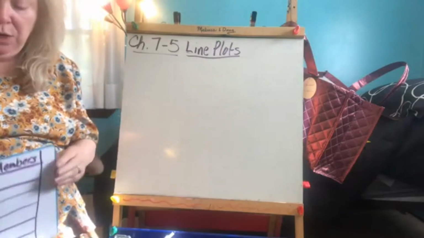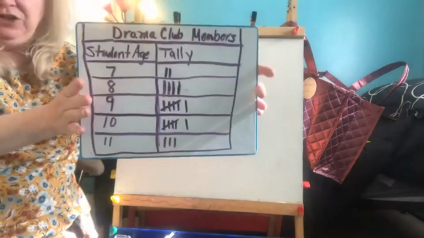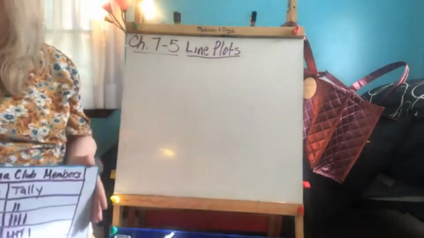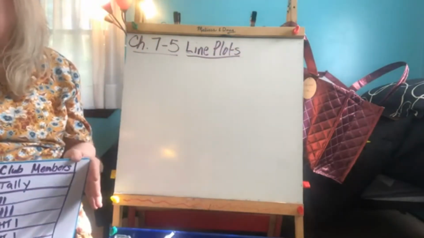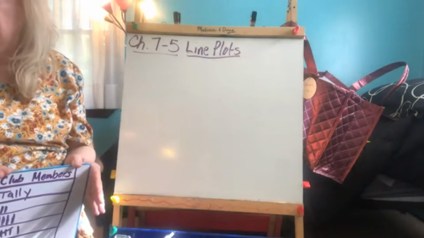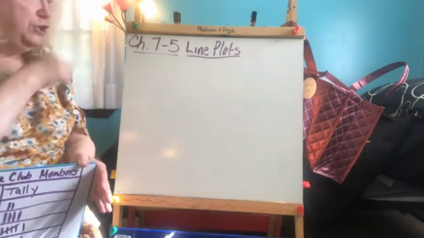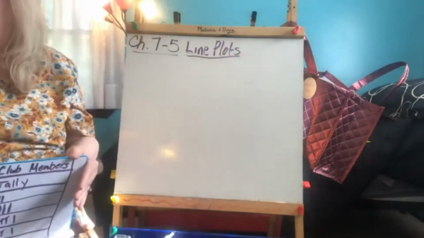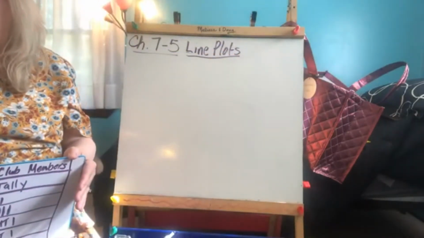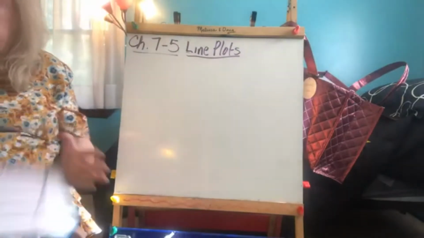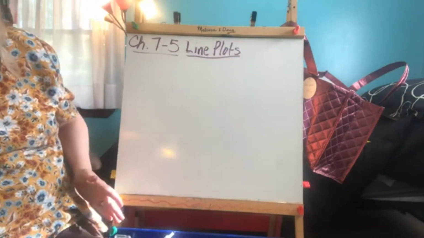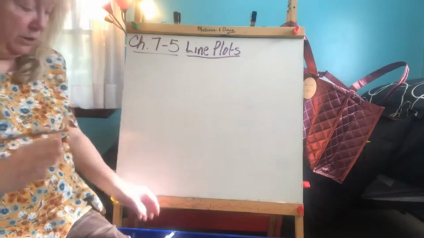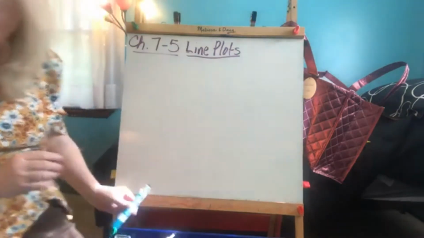Okay, so this tally chart, which is also the one that's in your book, shows the ages of students in the drama club. Now, how would we show this data from a tally chart on a line plot? Well, the first thing we are going to do is make our line plot, we're going to make a number line for the data, okay?